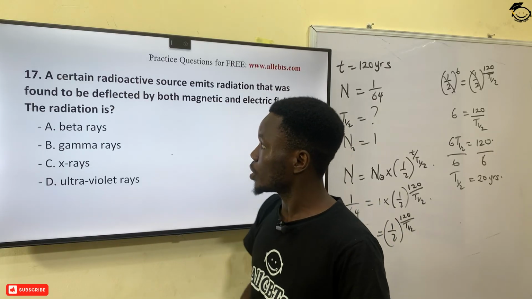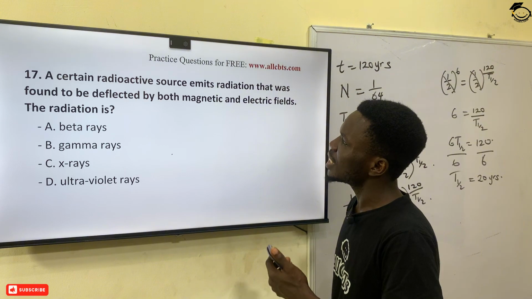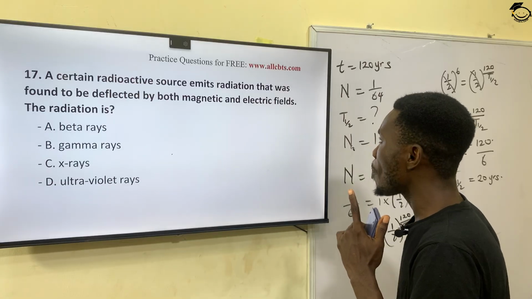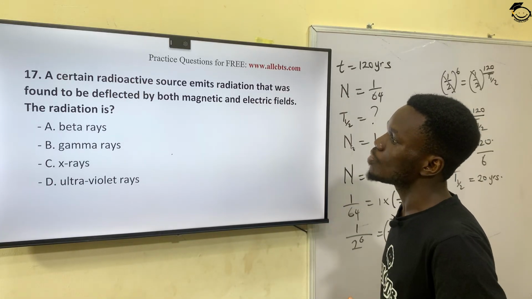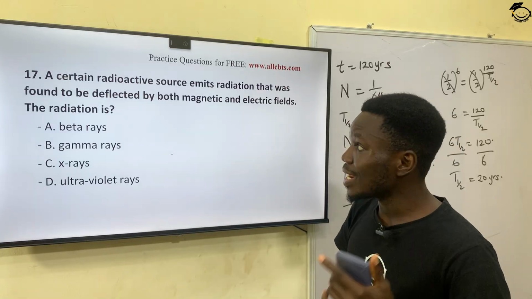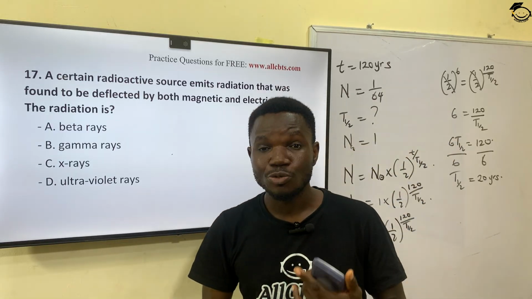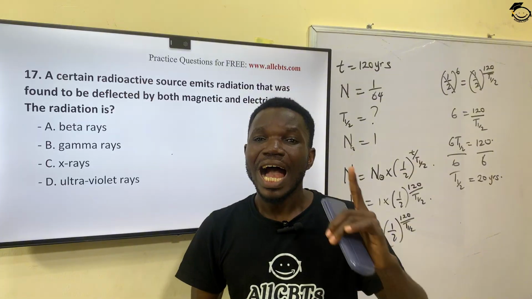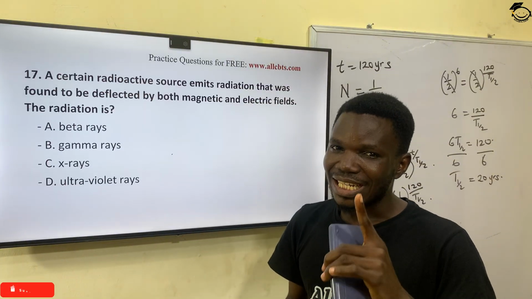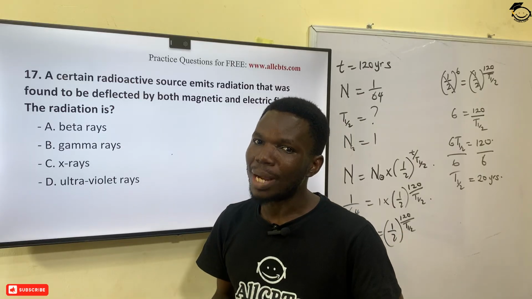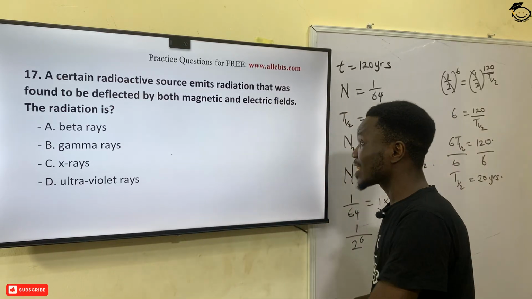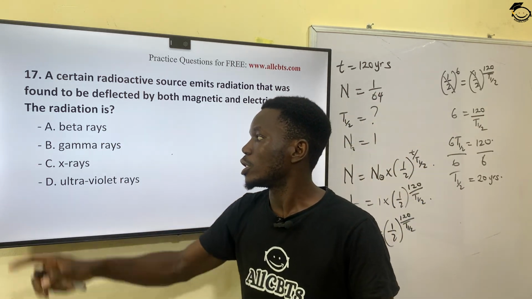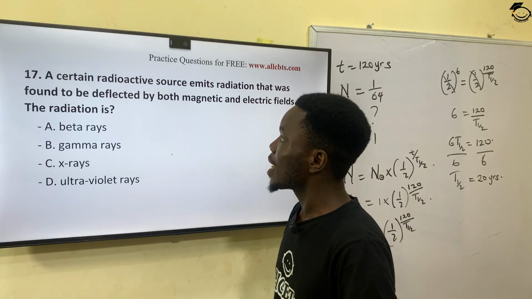So that is also question number 17, which says a certain radioactive source emits radiation that was found to be deflected by both magnetic and electric field. The radiation is that. So now when a radioactive material emits radiation and that particular radiation is deflected by both magnetic and electric field, then that radiation is beta particles. Beta particles are deflected by both magnetic and electric field. So the correct answer to this question is option A. So that takes us to question number 18.